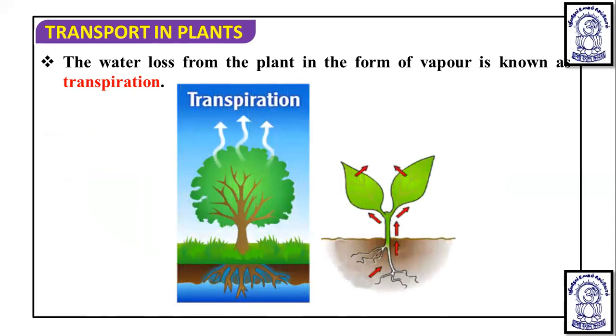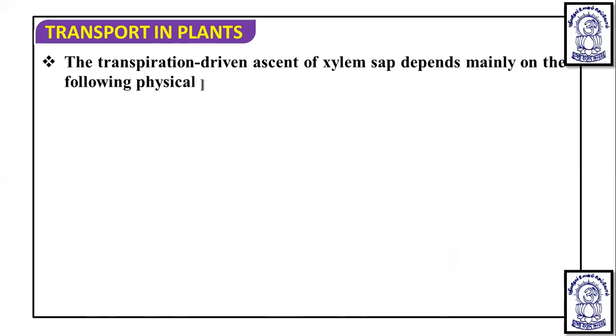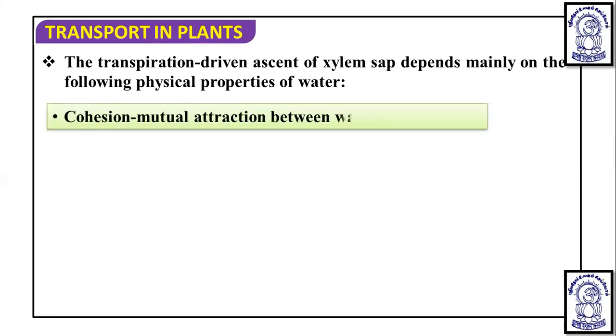When transpiration occurs from the leaves, the water content in the leaves decreases. So what will happen? The water loss will occur from the leaves, and when the leaves become water deficient, the leaf veins will pull water from the stem xylem. So the transpiration-driven ascent of xylem sap, meaning the water and minerals in the xylem moving upward, depends mainly on the following physical properties of water, that is, the cohesion.